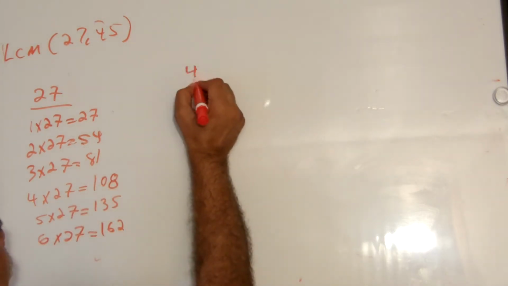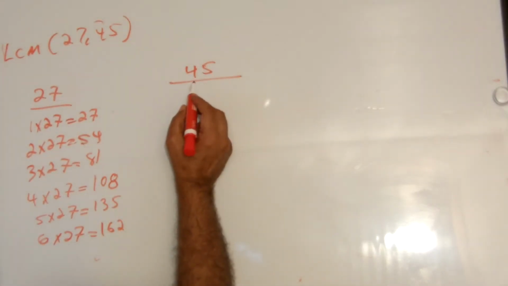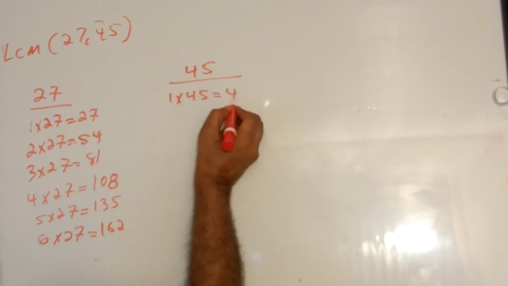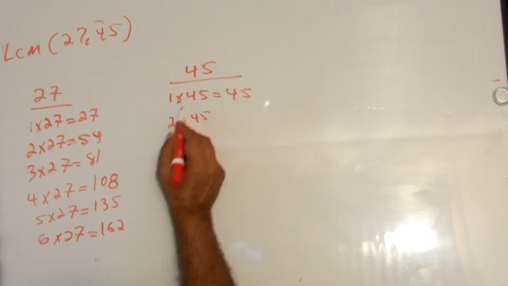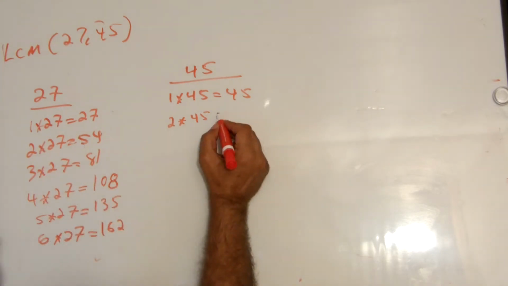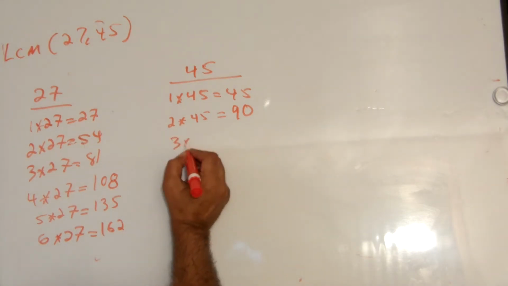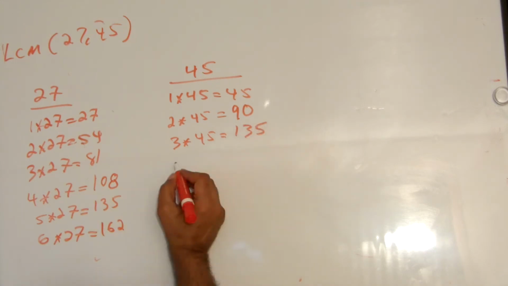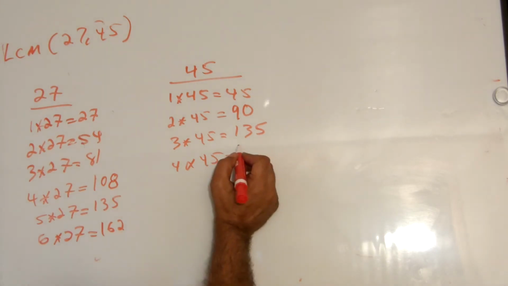How about 45? We write 1 times 45 is equal to 45. 2 times 45 is 90, and 3 times 45 is 135, and 4 times 45 is going to be 180.